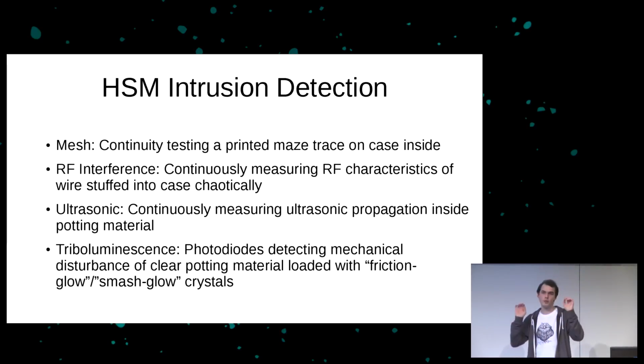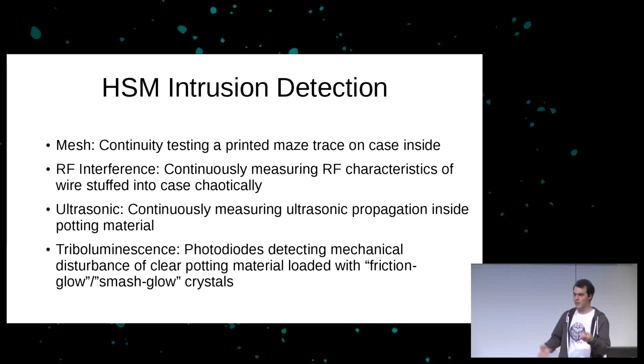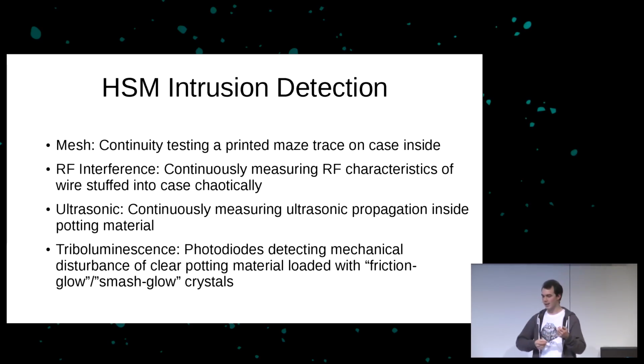So you put a couple of photodiodes, really sensitive light detectors, on the PCB itself. Then you encase everything with a clear potting material that is mixed with so-called friction glow or smash glow crystals. There are certain chemical substances which in crystal form will emit a bright flash when you break the crystal, or when you rub two crystals against each other. If you had that inside the potting material, I think it would be really hard, if the potting material is chemically resistant, to remove it without exerting mechanical force on these crystals, which would cause them to flash, and you could detect that with the photodiode and wipe all keys.